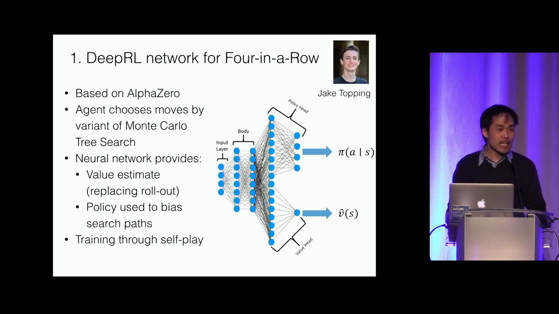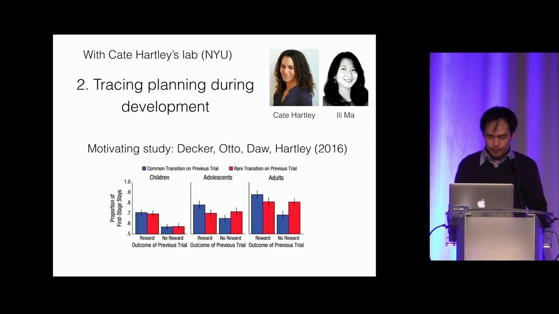However, it's still interesting to see what solutions it comes up with and how they compare to human algorithms. This is based on AlphaZero. The agent chooses moves by using a variant of Monte Carlo tree search. And the neural network that's key here provides an estimate of the value function. Instead of having manually constructed features like we used, it learns the values. It also learns the policy, and it trains through self-play. We expect that this will be easier than Go, but it will still take a lot of training games.